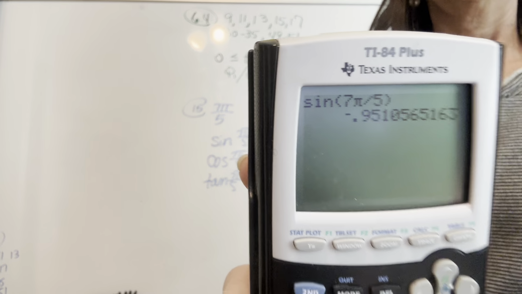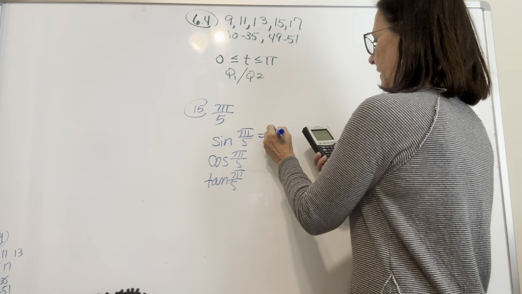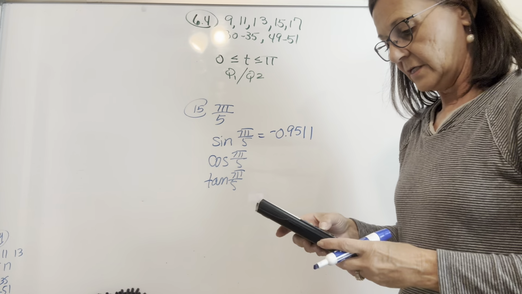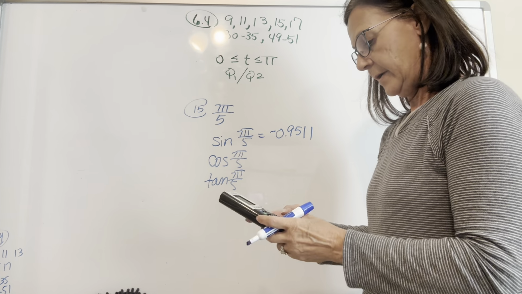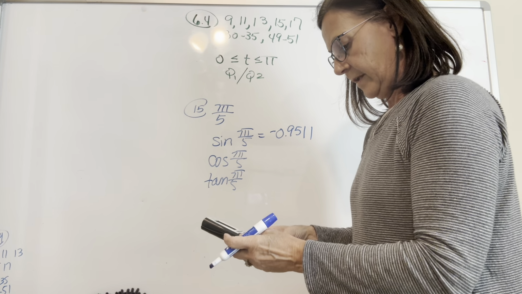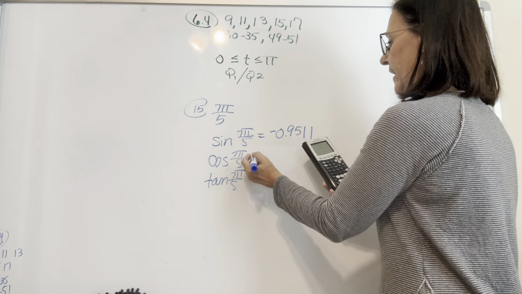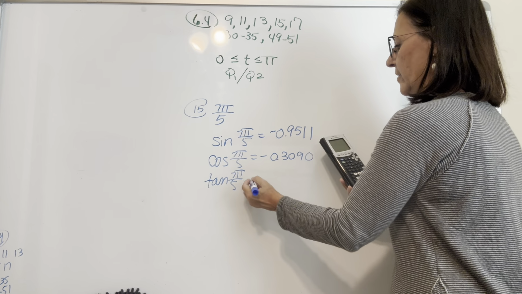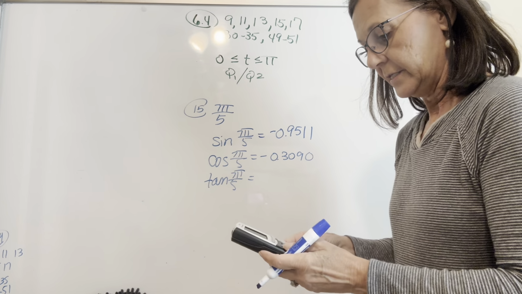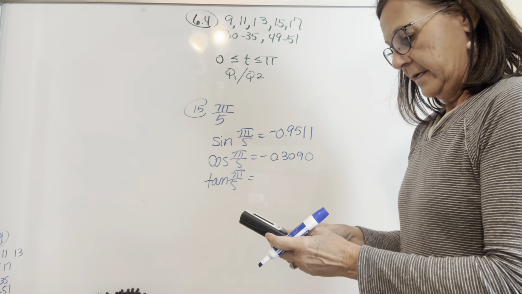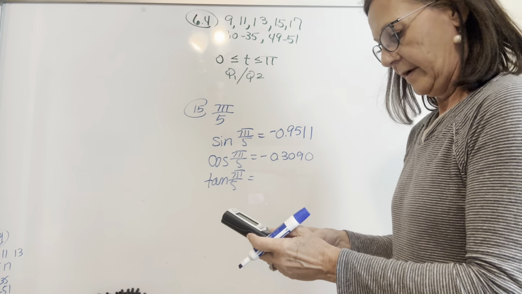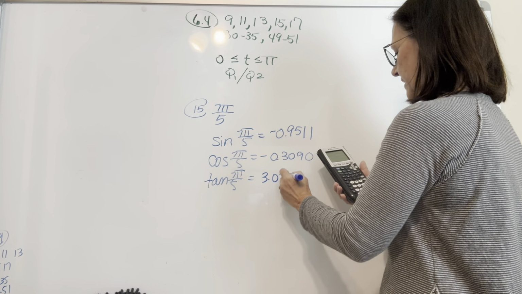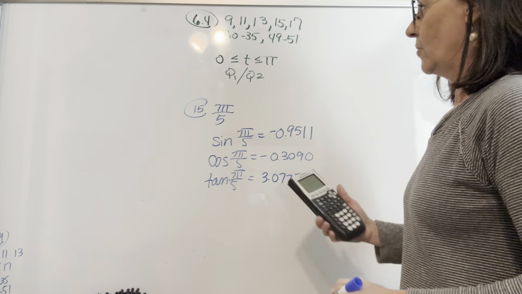And yes, it's negative 0.9511. I'll do the same thing with the cosine. 7 pi divided by 5. I'm expecting it to be negative as well. Negative 0.3090. Do the same thing with the tangent. Tan of 7 pi divided by 5. I'm expecting it to be positive. 3.0777, quadrant 3.